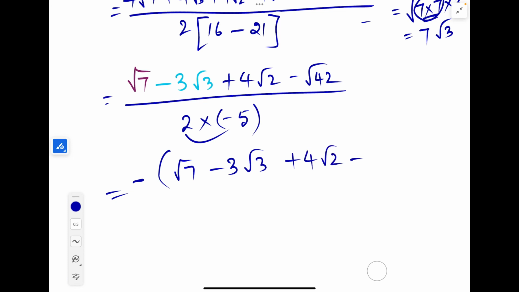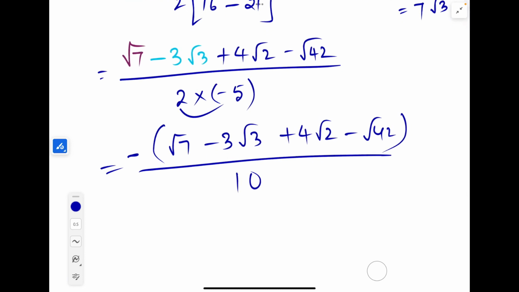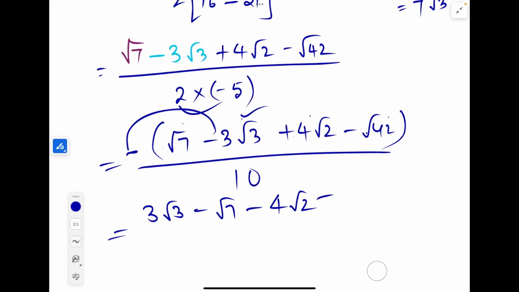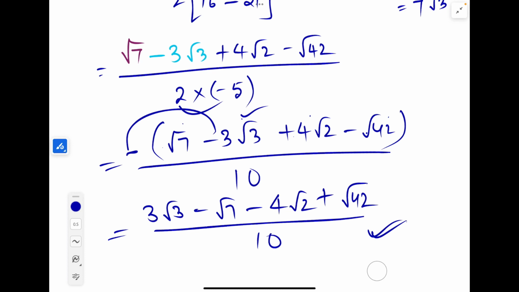So what is the final answer here? When we put this negative sign, we can stop it here, or we can open the bracket and change the signs. Now since this is a negative sign, all the signs of these 4 terms will change. So I'll start with the positive number here. Minus into minus is plus, so 3 root 3. Then you can write the other numbers. Plus into minus is minus root 7. This will become minus 4 root 2, and this will become plus root 42, by 10. This is our final answer.